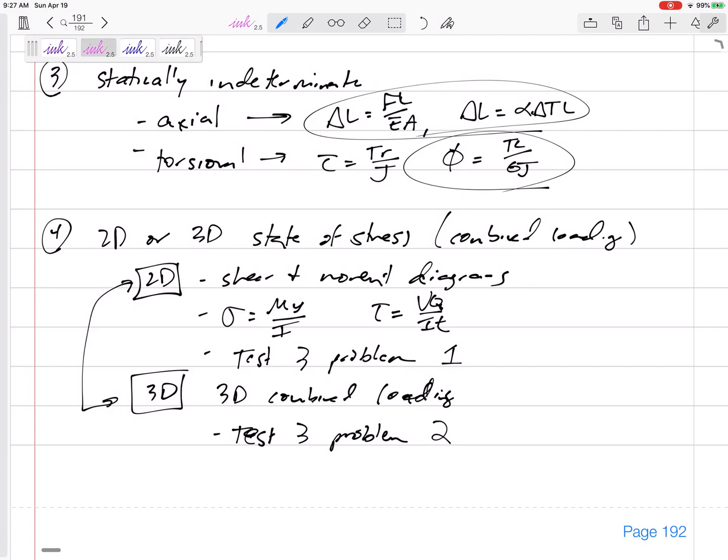I'll be honest with you here. Almost always, I generally give a 3D problem because my students do poorly on the 3D problem, test three, problem number two. But I think Dr. Barnes was telling me the other day about how his students don't do shear and moment diagrams, so maybe I'm going to throw in a shear and moment diagram. Maybe I'll throw a 2D problem on the test.